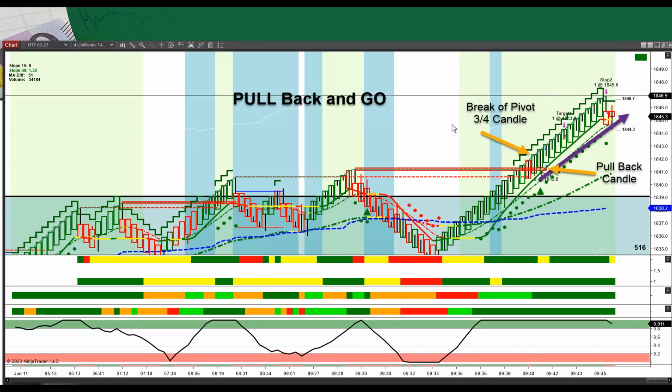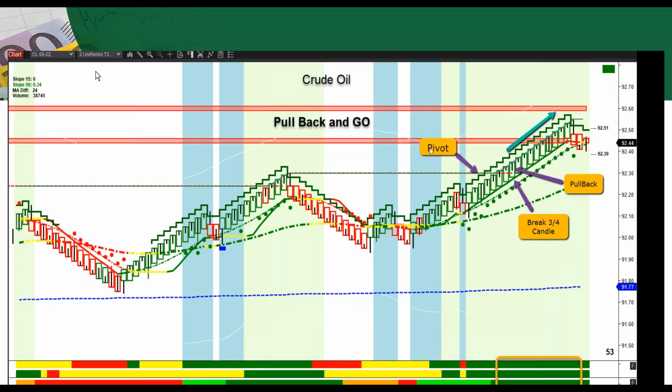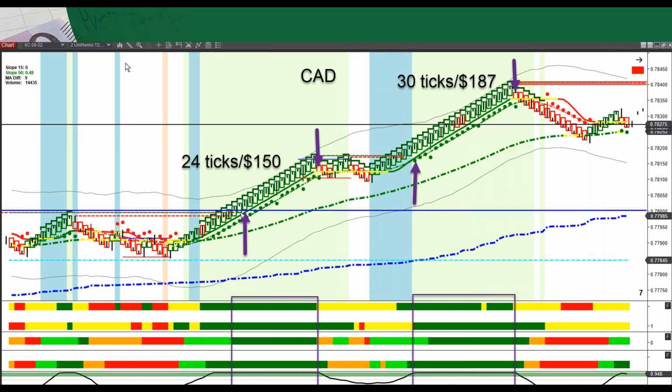So I have examples here. Here's one on RTY. Broke the pivot, and inside the pivot, placed our order, first profit target, second profit target. Here's another one on crude oil. Here's two of them on the Canadian dollar.